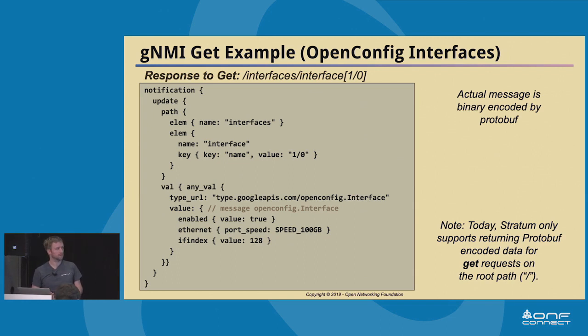Just for your information, Stratum today only supports returning snapshots for GET requests on the root path. But we could extend it so that it could also provide snapshots of subtrees as well. So this is basically a snapshot encoding of the data at a particular node in our tree.